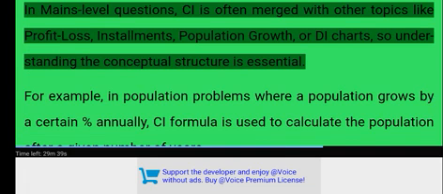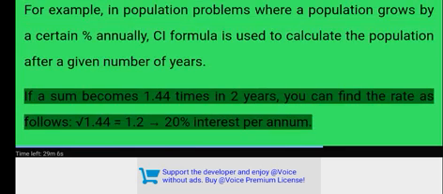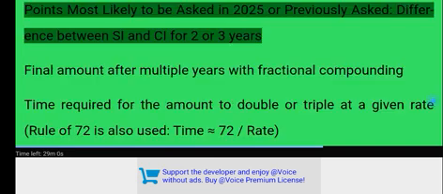In Mains level questions, CI is often merged with other topics like profit and loss, installments, population growth, or DI charts, so understanding the conceptual structure is essential. For example, in population problems where a population grows by a certain percent annually, the CI formula is used to calculate the population after a given number of years. If a sum becomes 1.44 times in 2 years, you can find the rate as follows: square root of 1.44 equals 1.2, which means 20% interest per annum.